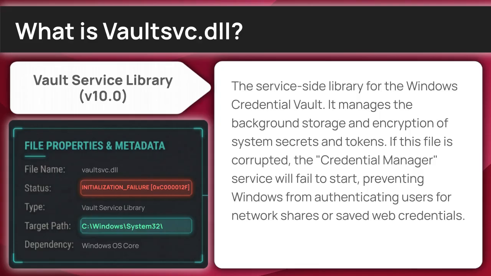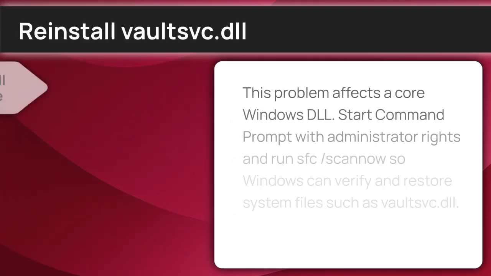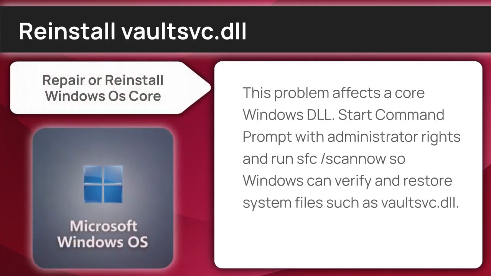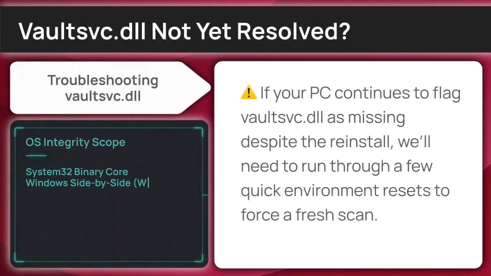Enough of the technical side. Let's get these files back onto your system. This problem affects the core Windows DLL. Start command prompt with administrator rights and run sfc /scannow so Windows can verify and restore system files such as Vault Service Module. If no luck was had with the Redistributable package, we will escalate the fix by performing a targeted reset of the system state.